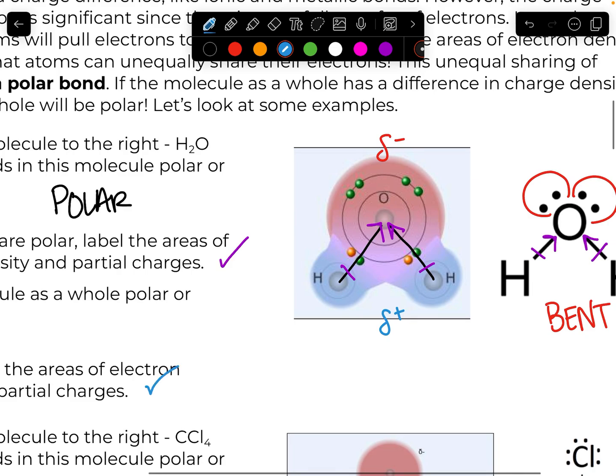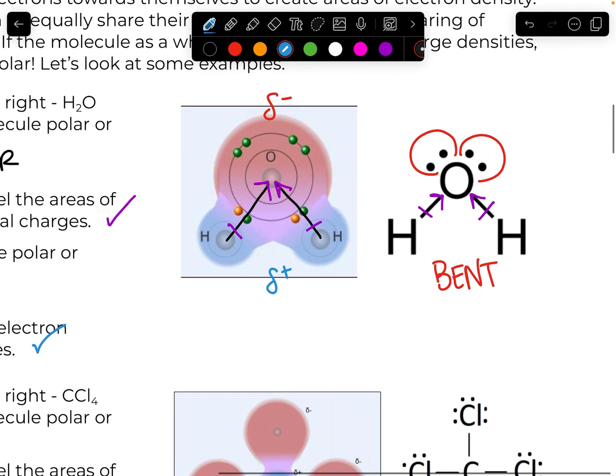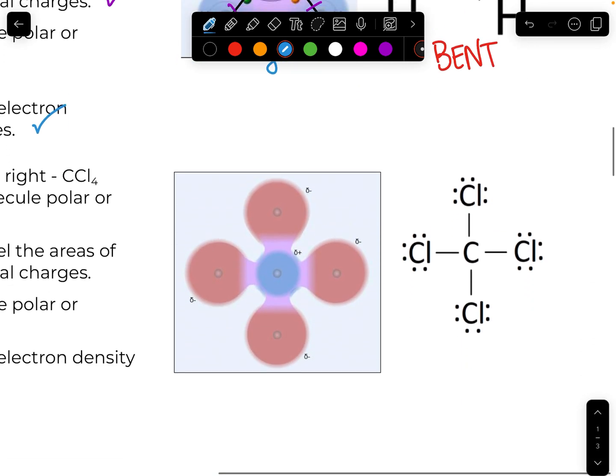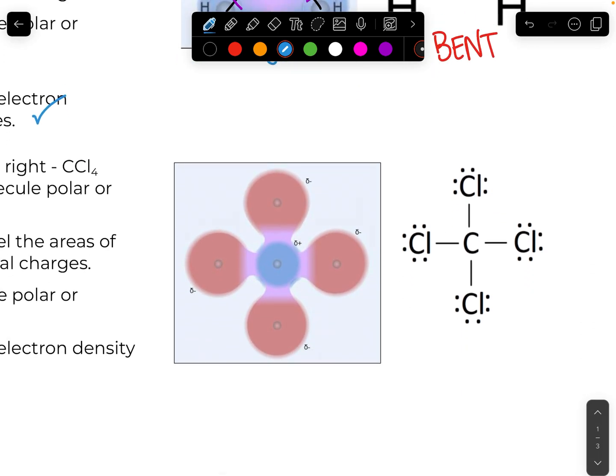So check, we used our deltas, yay! All right, so this is a case where we had polar bonds and a polar molecule. Let's take a look at our next example. This time here we got carbon tetrachloride. So you got carbon hanging out in the middle, you got chlorines on the end.